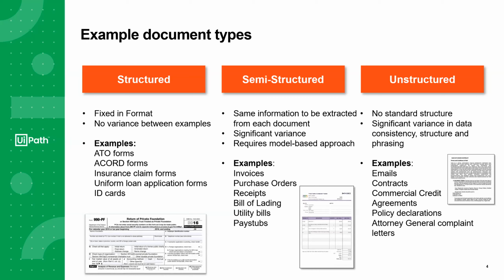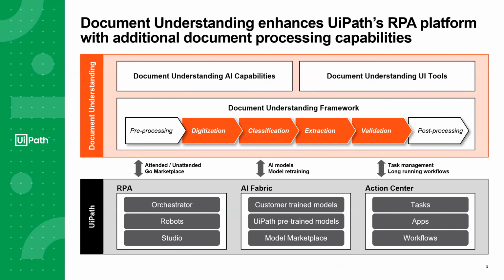And lastly, we have unstructured documents. These are documents that have no fixed format. It's usually free text like emails, contracts, complaint letters, and we usually use natural language understanding technology to extract information from unstructured documents. Hopefully everyone understands those key concepts. Just moving on to the next slide now.